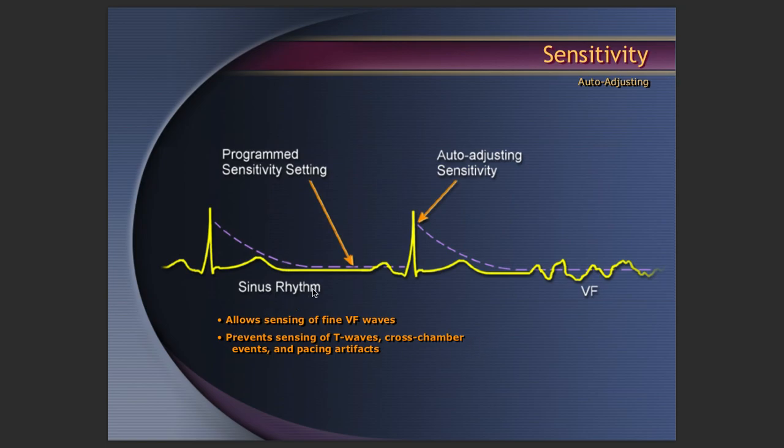So in the sinus rhythm, yes, you can have programmed sensitivity settings, so you'll be able to predict how much is the P wave amplitude or the T wave amplitude or even the QRS, and according to that you can plan it up. However, when the setting changes to a dangerous arrhythmia like the VF, what is going to happen then? That is the time it is better, or preferred, to have an auto-adjusting sensitivity.